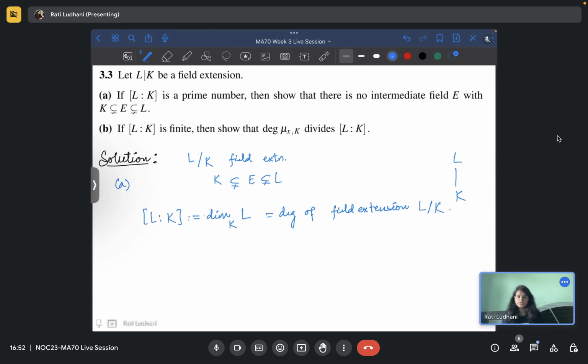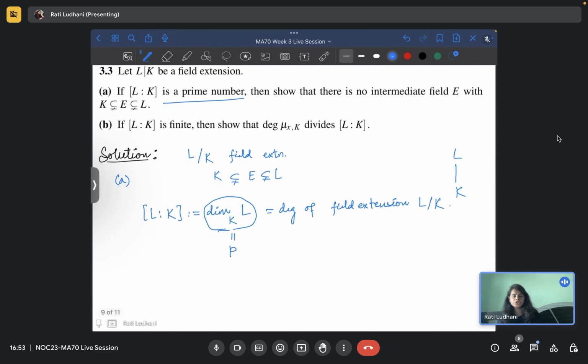So you need to find the dimension of L over K. Not find, it is given that this is a prime number. So at least this is finite, we know. So let's say this is this prime number. So this means this is finite. Then show that there is no intermediate field. So you cannot have, so this is the representation, so to say. This is a field extension which has degree a prime number. Then we are saying either L has to be equal to this or this.